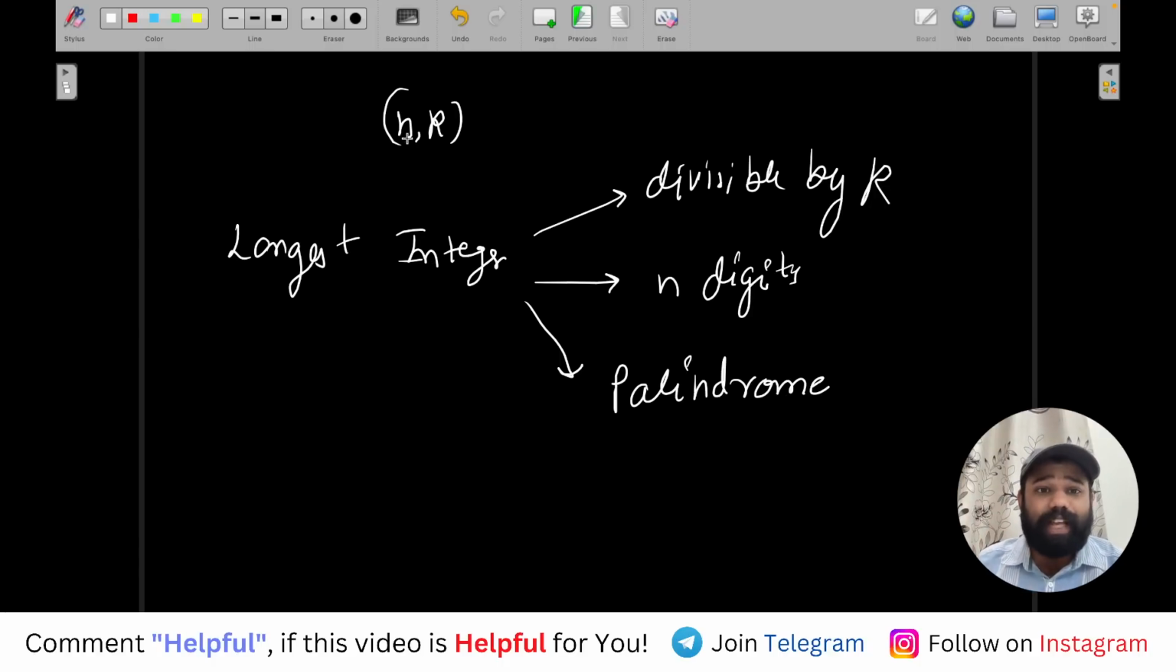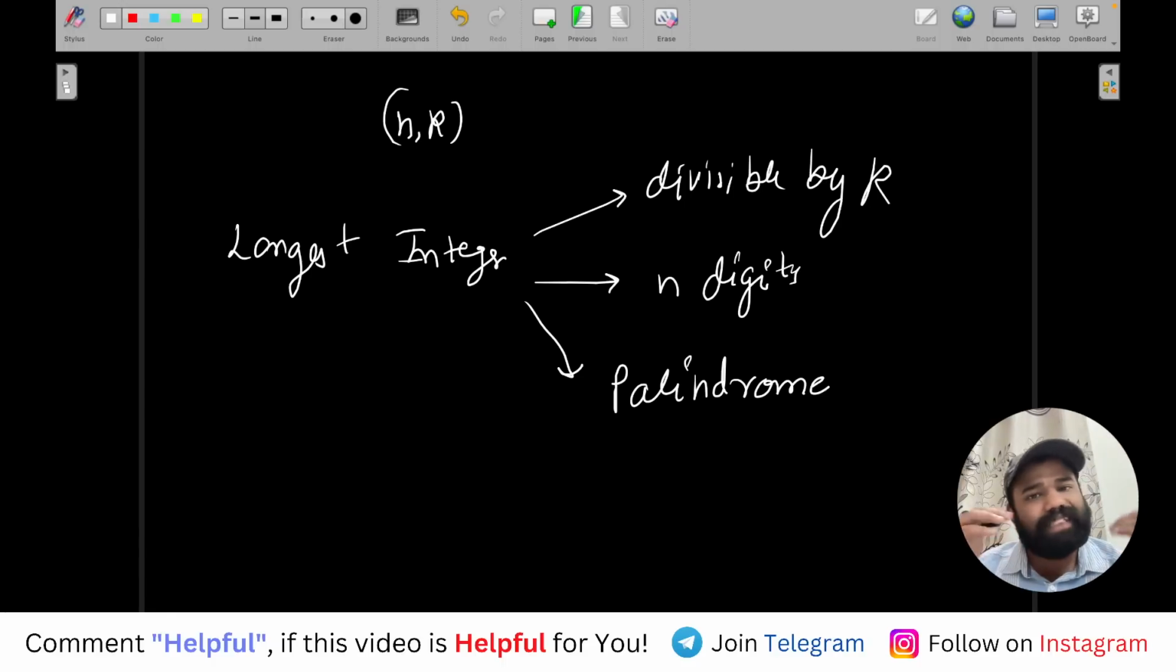Why? Because n is up to 10 to the power 5. Means a number which has 10 to the power 5 digits will go up to the range of 10 to the power 5. Means it will be a very large number. So we cannot solve it just by the classical approach of maths. No, it is not solvable.